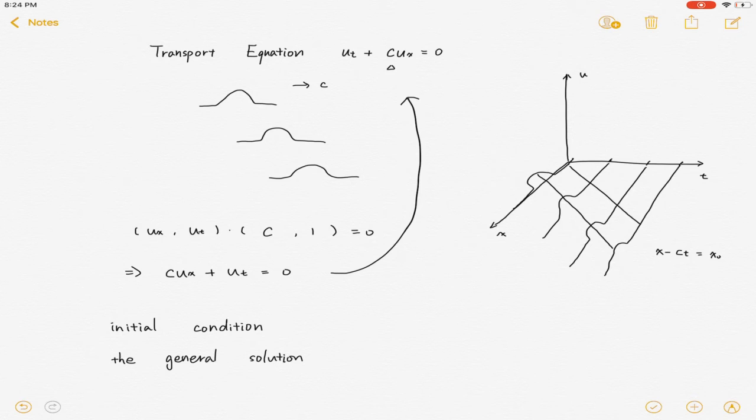To solve the transport equation, we need to have an initial function u(x,0) equals f(x) at time 0, which is a continuous and differentiable function that indicates the density of the moving object. The general solution to the transport equation would be u(x,t) equals f(x minus ct).